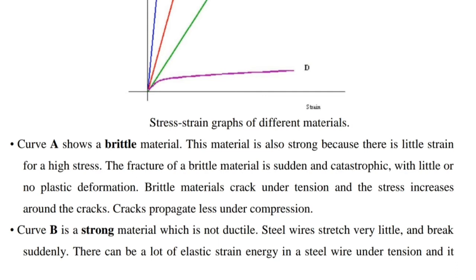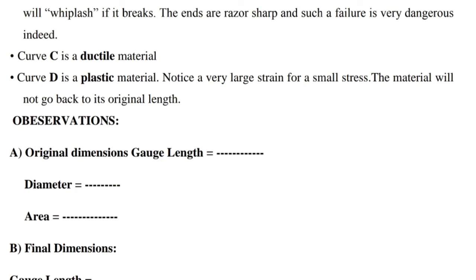Curve B is a strong material which is not ductile. Steel wires stretch very little and break suddenly. There can be a lot of elastic strain energy in steel wire under tension, and it will whiplash if it breaks. The ends are razor sharp and such a failure is very dangerous indeed.